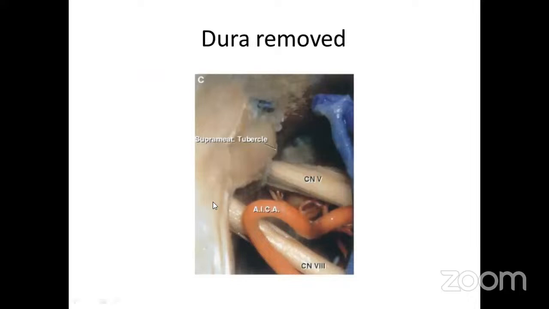So here again they are describing the supramedial variant of the retrosigmoid approach. This is the ICA that makes a superficial loop over the vestibulocochlear complex.